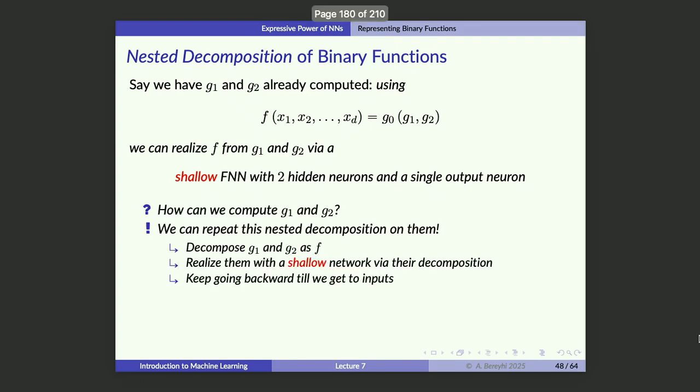Now, the question is, I can really realize G0 from G1, G2 with only 3 different neurons, so 2 hidden neurons and 1 single output neuron. But you might tell me, okay, but at the end of the day, you need G1 and G2. How can you realize that? Well, again, I can think that G1 has this nested decomposition. And again, I realize G1 by that nested decomposition with 3 neurons, right? And I keep on backtracking till I get to the very input, okay?